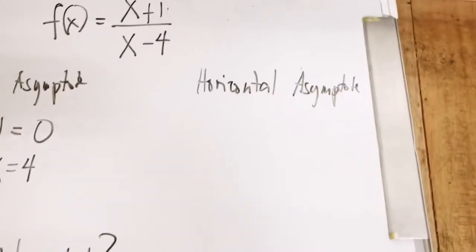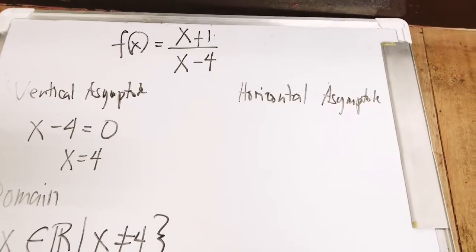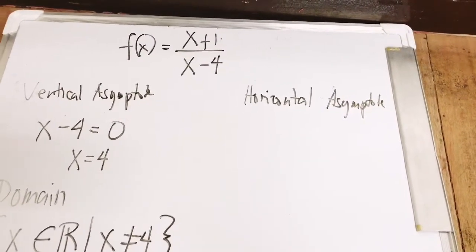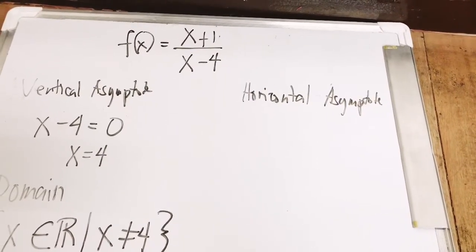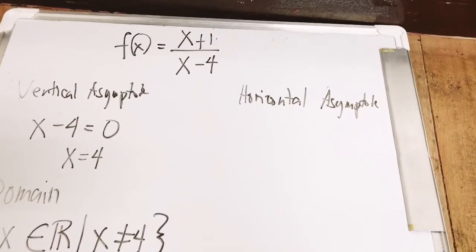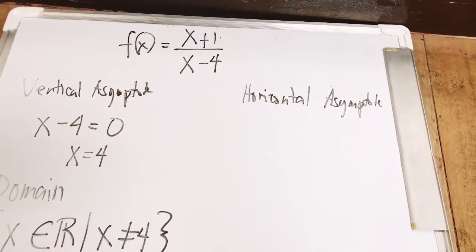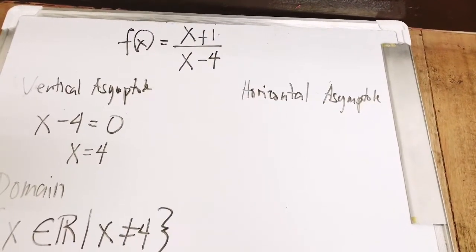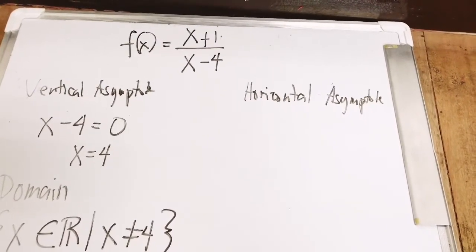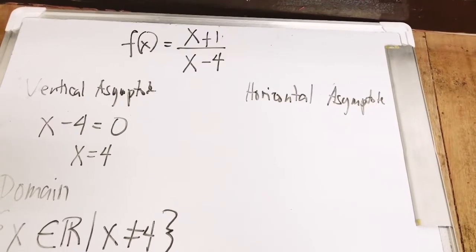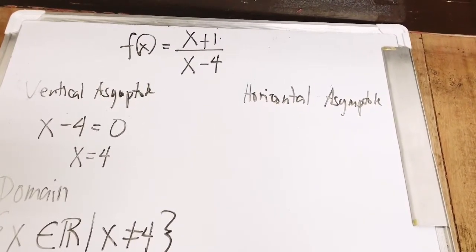Now, let's proceed to horizontal asymptote. There are 3 cases for horizontal asymptote. Case number 1: if the highest degree exponent in the numerator is less than the highest degree exponent in the denominator, then our horizontal asymptote is y is equal to 0. Case number 2: if the highest degree exponent in the numerator is equal to the highest degree exponent in the denominator, in short, we will get only the leading coefficient.